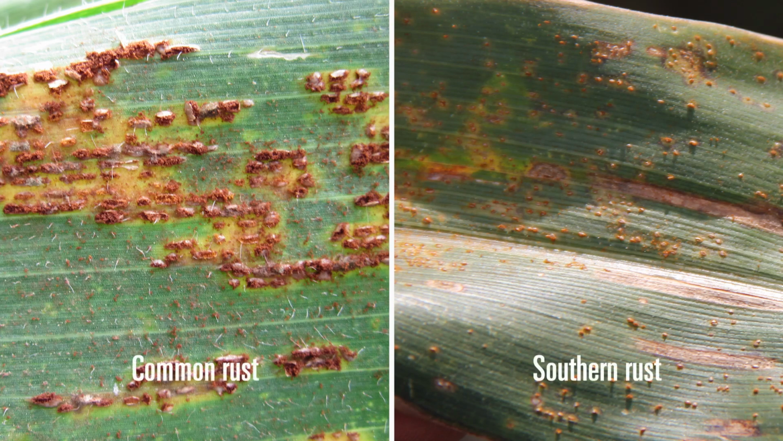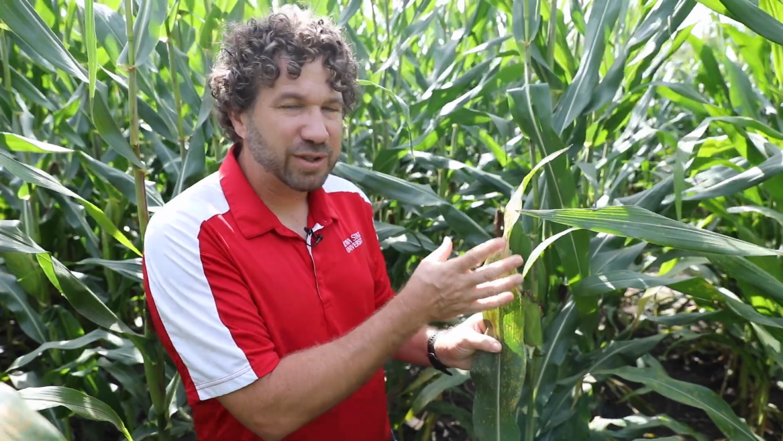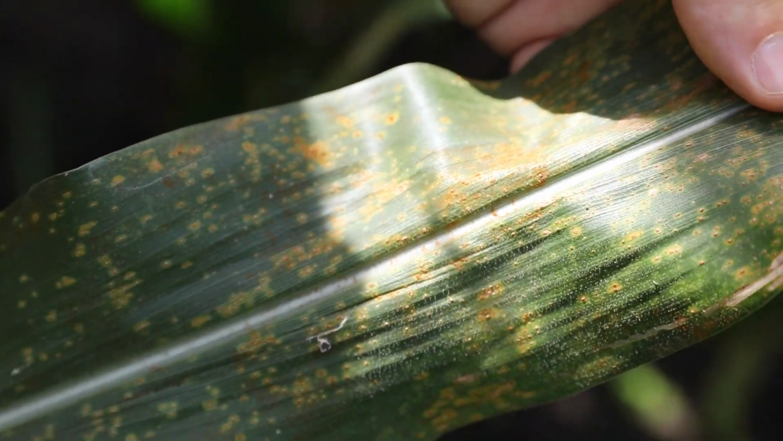This is also a little bit more orange. The common rust is going to be a little bit more brick red. And common rust is usually never going to be this clustered. As soon as you start to see this many lesions on a leaf and their rust pustules, it's going to most likely be southern rust and not common rust.